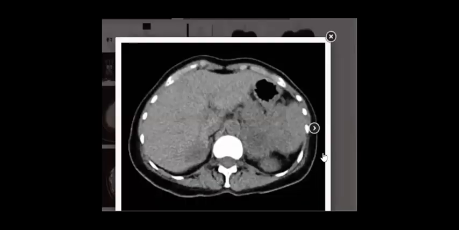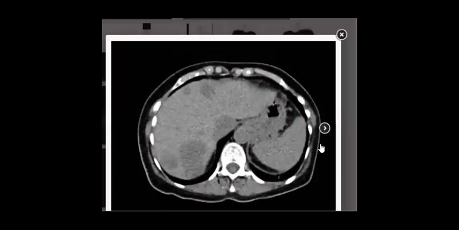Let's have a look again. So now again, maybe there is focal uptake in this area. Let's see if we can find something in the CT. So again, suprarenal. Now it is better. You can see the liver now. What do you have here? Multiple focal lesions.